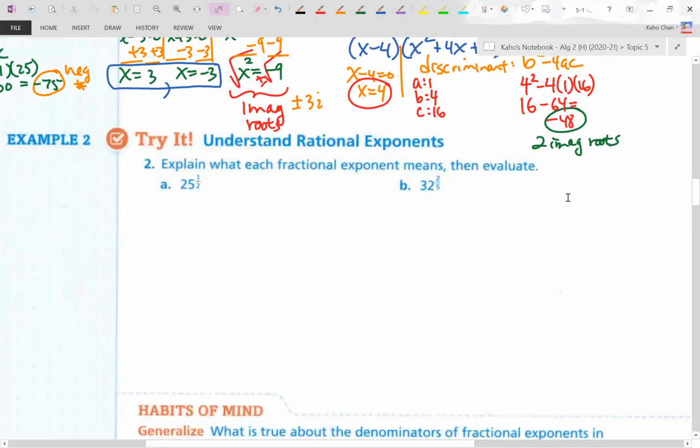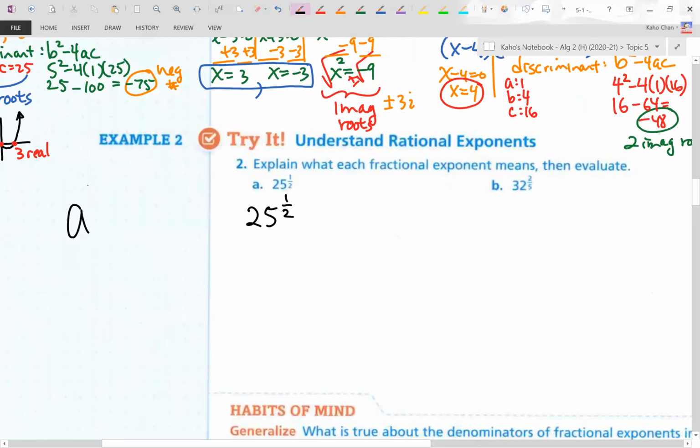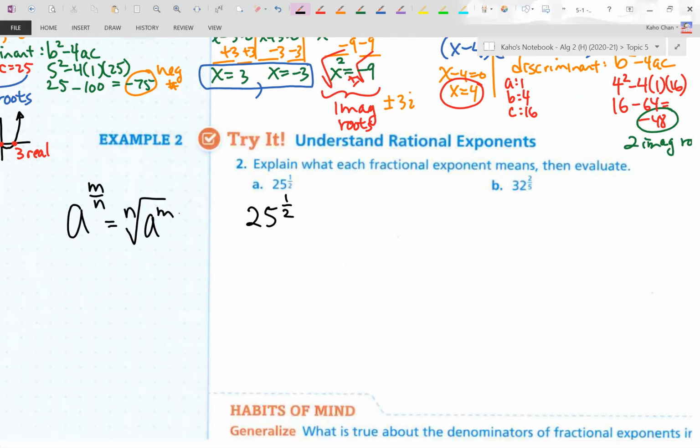Explain what each fractional exponent means, then evaluate. Okay, this is where we continue on with Algebra 1. We're actually going to do these problems. They are in fraction power form, 25 to the 1/2 power. Don't forget, just want to remind you that a to the m over n from Algebra 1 is equal to the nth root of a to the m. Sometimes when you can't see it in front of you or punch it in a calculator, you might want to convert it to the other form. Right now it's in rational exponent form or fraction power.